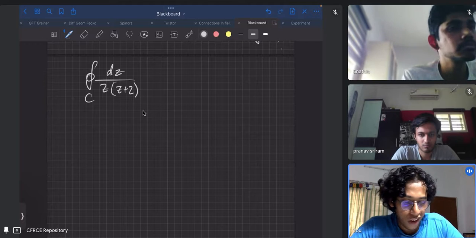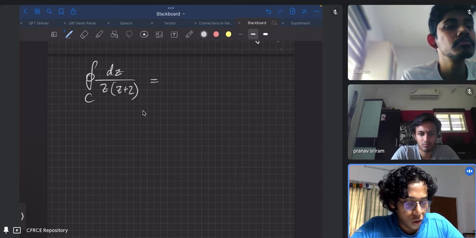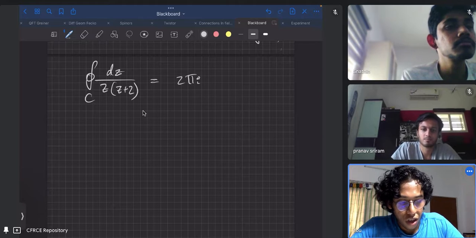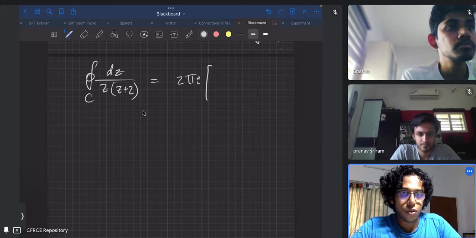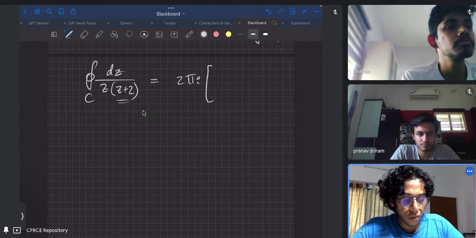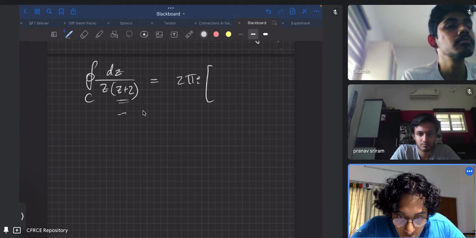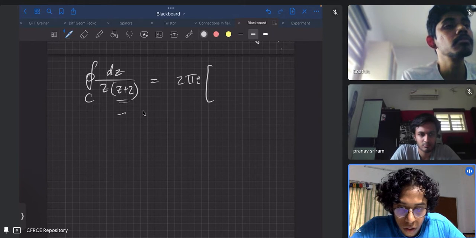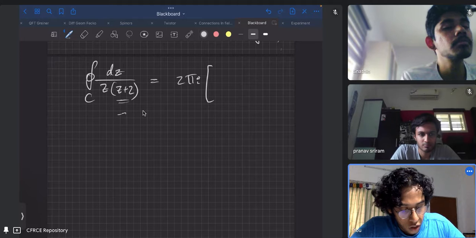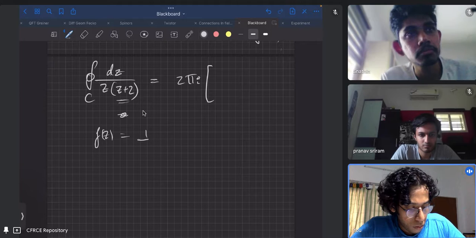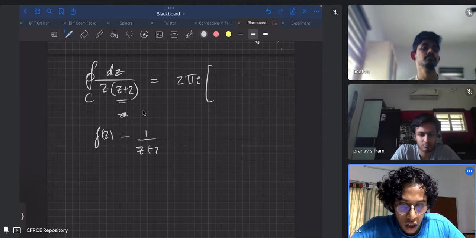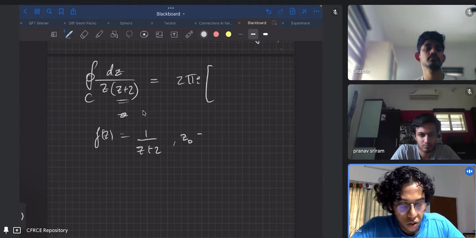Okay, then essentially this is going to be 2 pi I evaluated by this whole thing, f of z naught. So the singularity is at minus 2, right? Yeah, so your f of z is equal to 1 by z plus 2, and z naught is equal to 0.